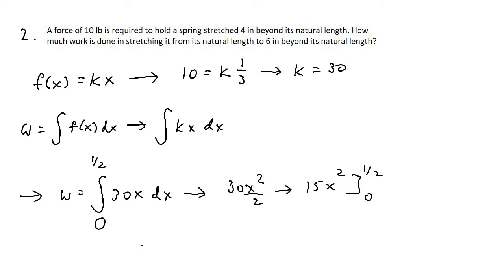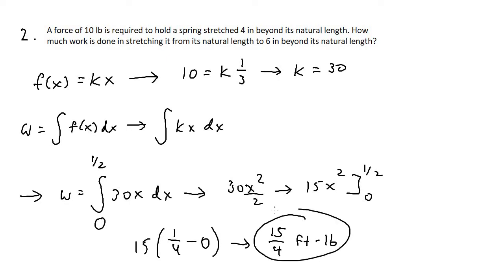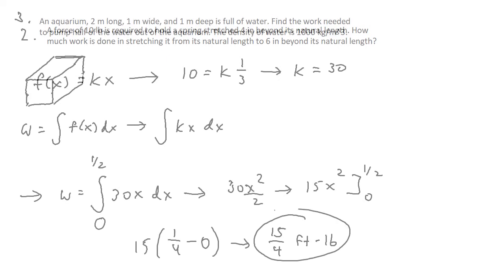Now when I plug in 1/2, we get 1/2 squared, which is 1/4, minus when I plug in 0 to x squared, and 0 squared is 0. So we'll get 15 times 1/4, or 15 over 4 foot-pounds of work needed to be done to stretch the spring 6 inches beyond its natural length.